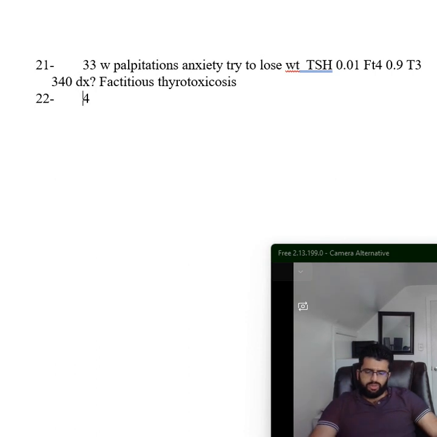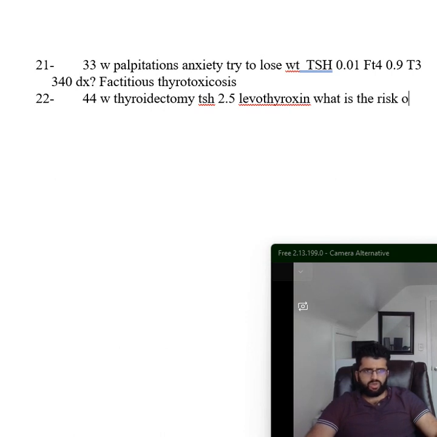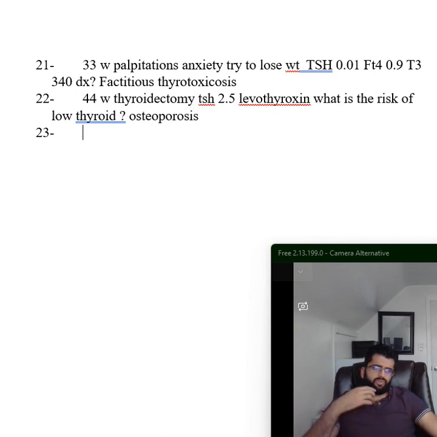Now they ask you about a patient. A 45-year-old woman came in who had a thyroidectomy, and then she has a TSH of like 2.5 and is taking levothyroxine. And they ask, what is the risk of low thyroid in this patient or in general? Okay, the risk is osteoporosis. That's why you give thyroid, because if you have low thyroid, the bone is going to be slow and wouldn't be built as usual, so it causes osteoporosis.